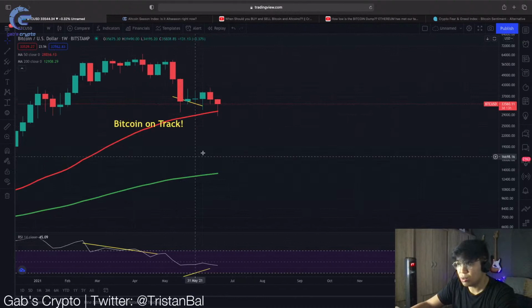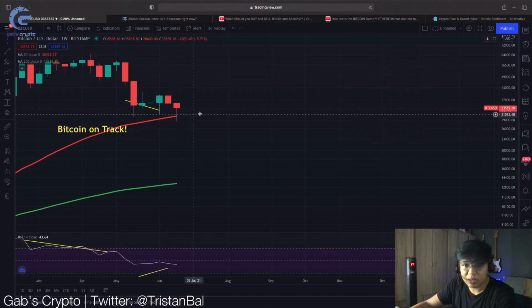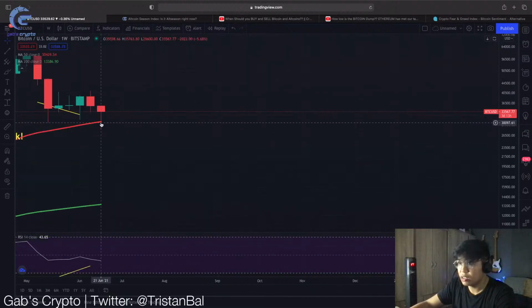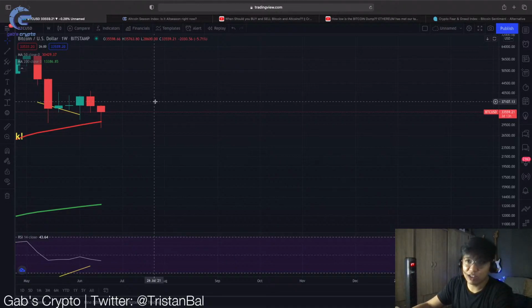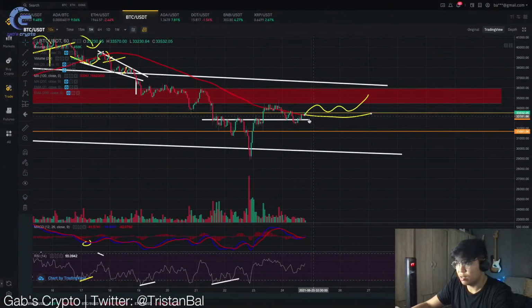And right now, we have only just tested it, but we still don't have any support. We don't have any movement yet on this death cross for this 50-week moving average. So I believe we can still go lower and stay around the 30K and get supported at that level for quite some time for the midterm and long term. But short term, the moving average would still be followed.